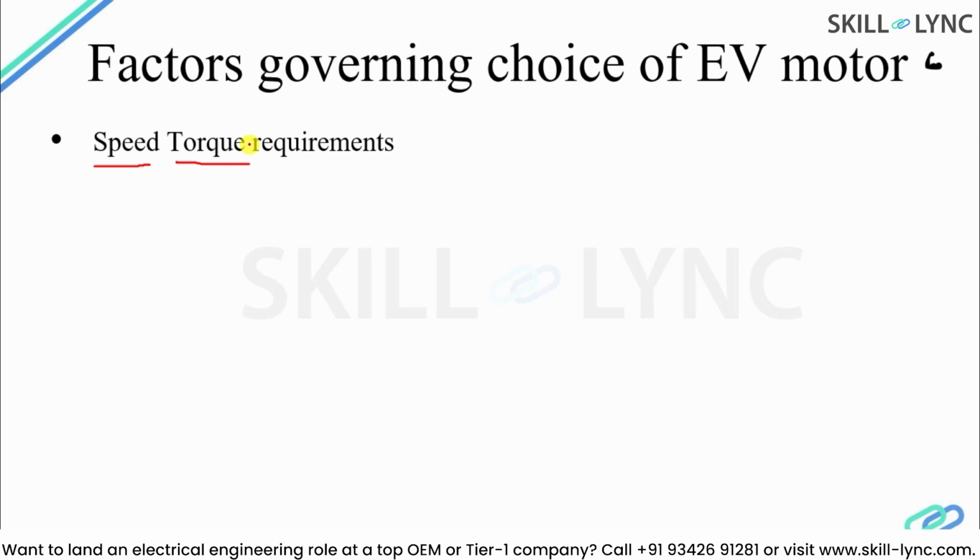Once we have considered this factor, the second factor is also related to speed and torque, and that is a very important factor known as efficiency. What is going to be the efficiency of the motor at given torque and speed? You have calculated the maximum speed and the maximum torque, but what about the efficiency at all speeds and torques? This is a very important parameter to be considered. Why is efficiency so important?